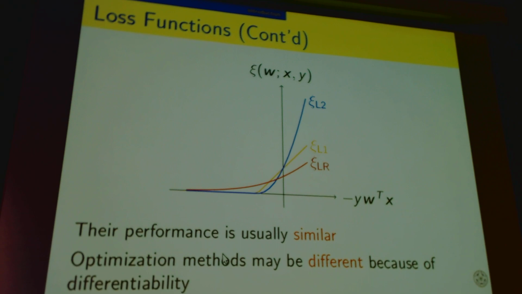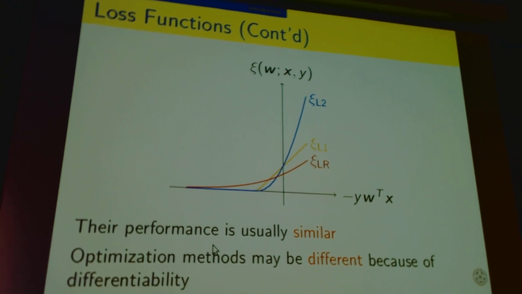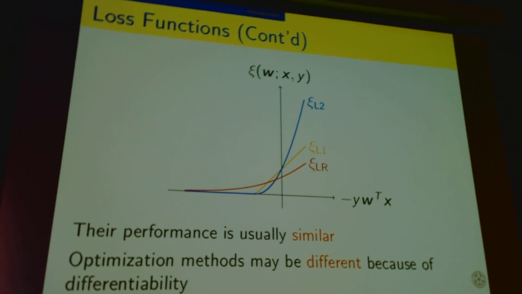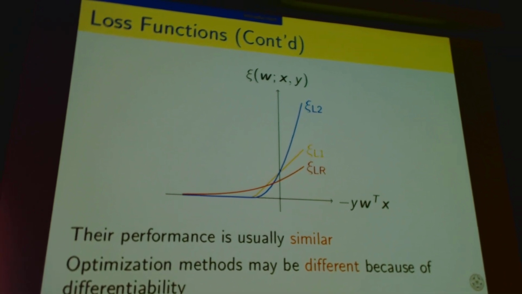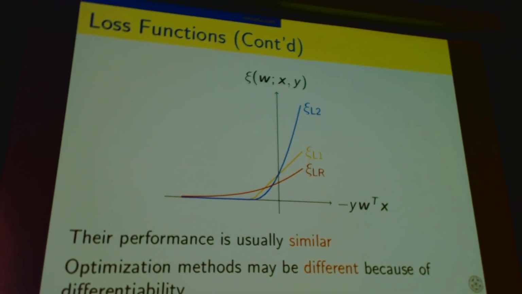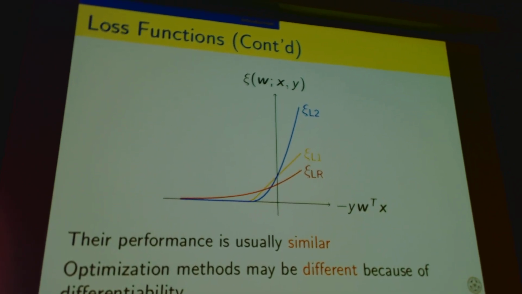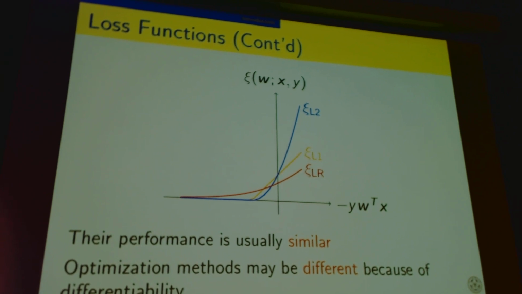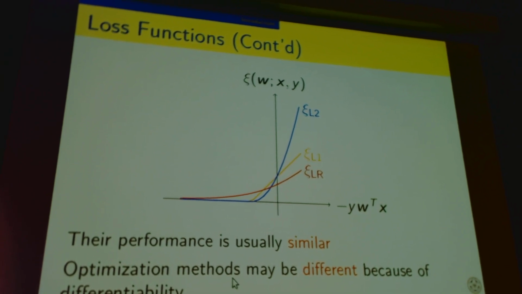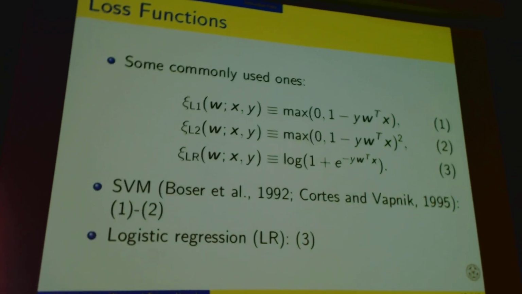Therefore, from this figure, probably we can say that in general the performance of using those three loss functions should be similar. That's really the case. So in general, except for some special problems, if you apply linear support vector machines and logistic regression, the performance is actually similar. However, we notice that their optimization methods may be different because of their different differentiability.